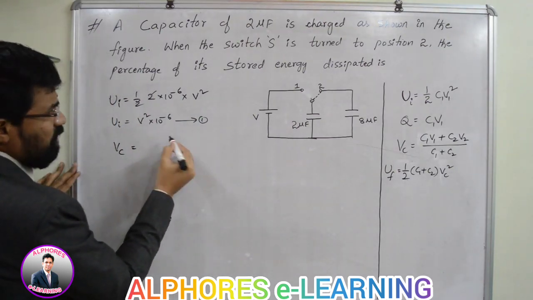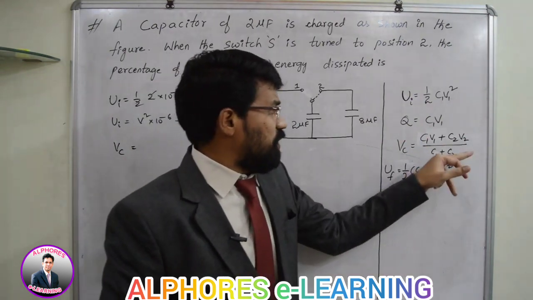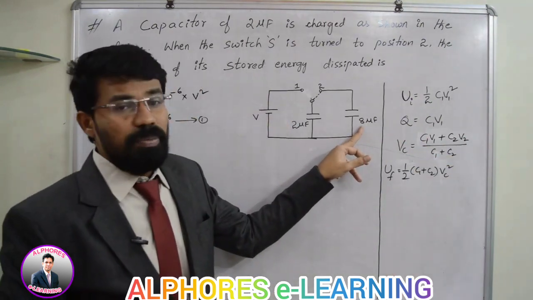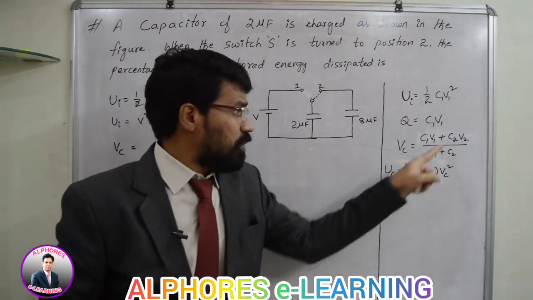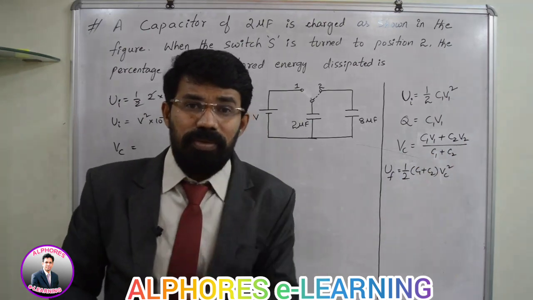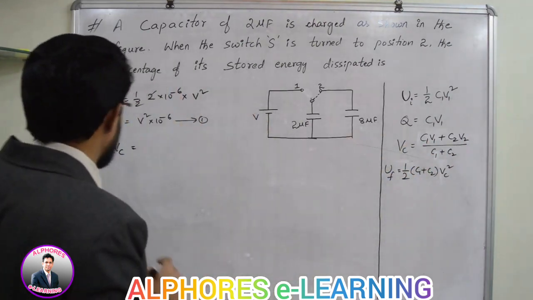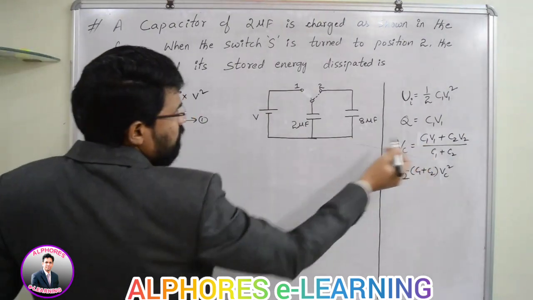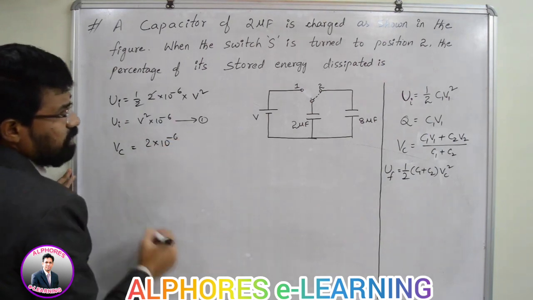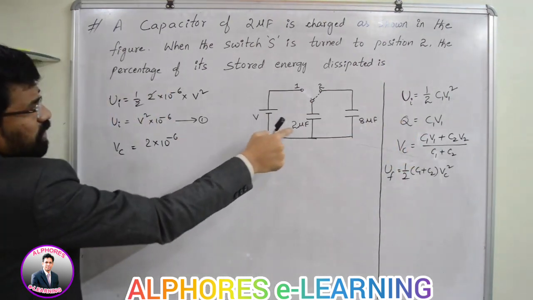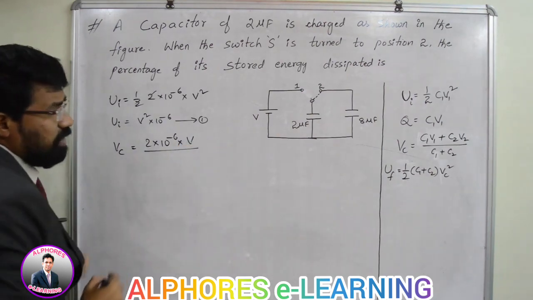C1 V1. See here, C1 V1 is what? Q. C2 V2 is what? The charge present on this capacitor initially. Is there any charge initially on this capacitor? There is no charge. So in place of this one you can replace with 0, and in place of C1 V1 you can replace with Q, or directly I will write C1 V1. C1 is known to us. What is C1? 2 into 10 power minus 6 into V1. V1 is what? The potential across this one. How much is that? V divided by C1 plus C2.